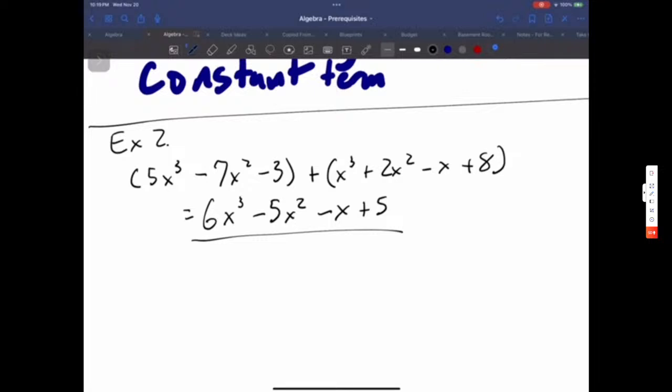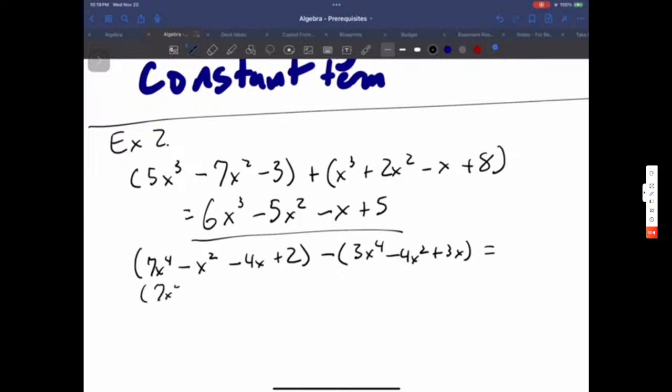The next one it gives is 7x to the 4 minus x squared minus x to the 4 plus 2, minus exactly what we said to look out for, minus 4x squared plus 3x. This is the same as, the first term remains the same. And then we're going to distribute the negative sign. So minus 3x to the 4 plus 4x squared minus 3x. Remember that all signs flip when you distribute the negative sign.